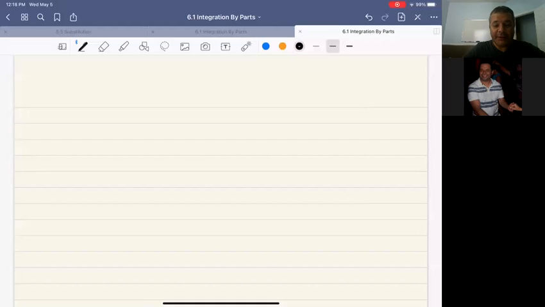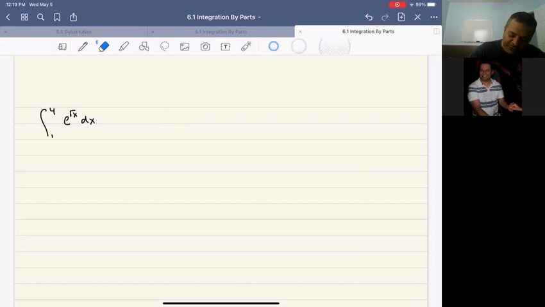We meet again. So we're going to continue with some integration by parts. So let's do the integral from 1 to 4 of e to the square root of x dx. At first it does not look like integration by parts. Let's do a substitution. Let's not call it u, because we're going to do integration by parts. Let's call it s equals square root of x.